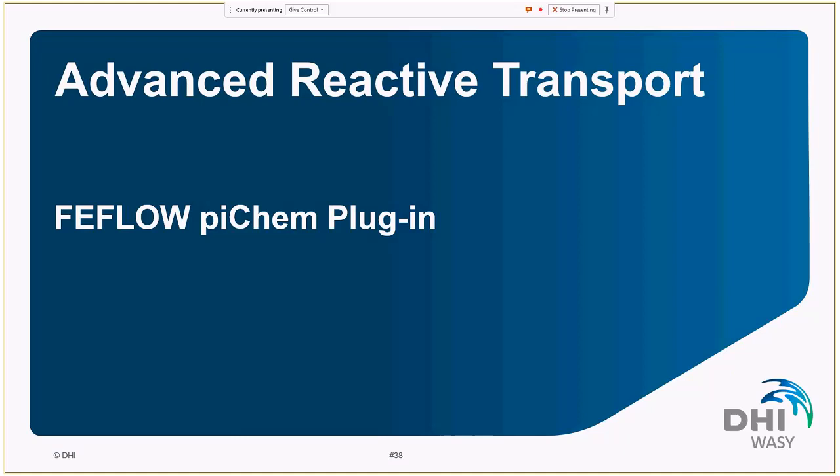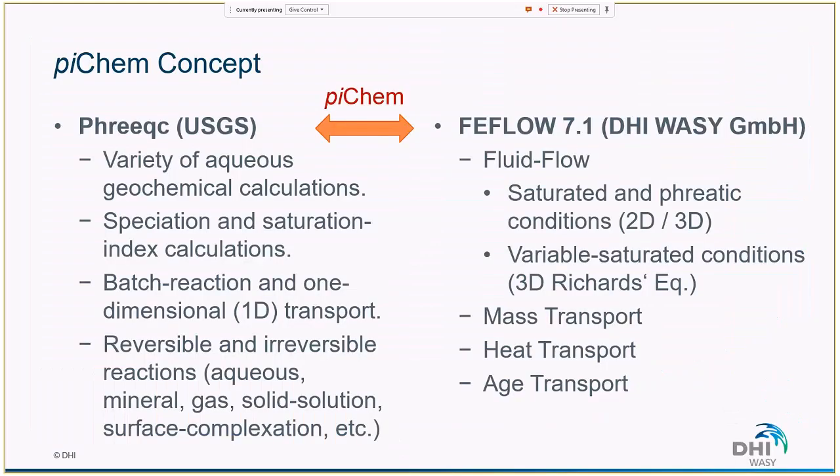We have the advanced reactive transport, which is a coupling between the very famous PHREEQC software developed by the USGS and FEFLOW. Basically, you can do the entire set of reactive transport in PHREEQC and couple all this with FEFLOW. The reason for this coupling is because PHREEQC can handle reactive transport quite well, and we can do multiple things in fluid transport, including variably saturated conditions, 3D Richards equation. We can solve mass transport, heat transport, and age transport, and we can combine all this with PHREEQC.